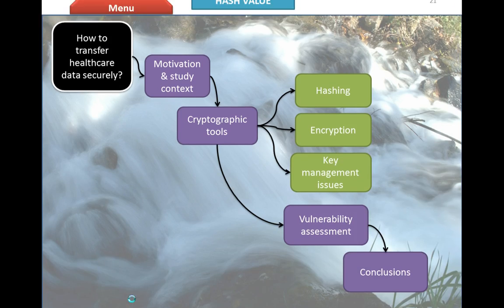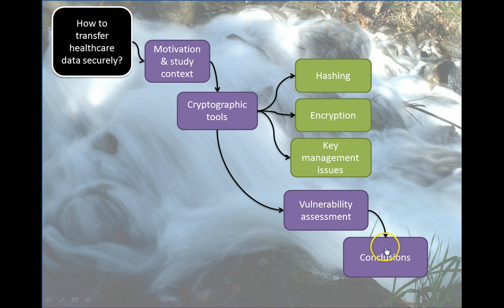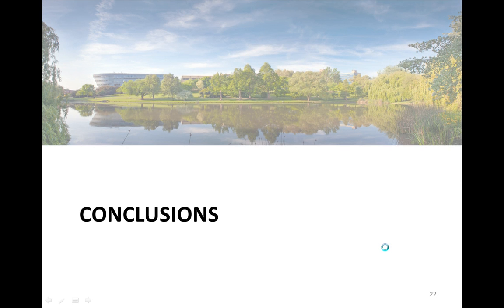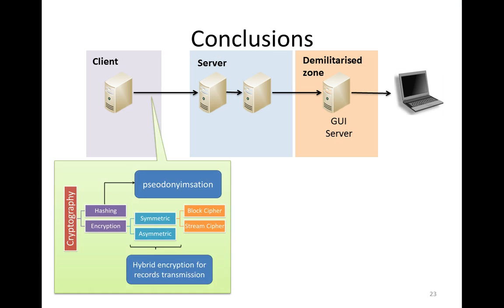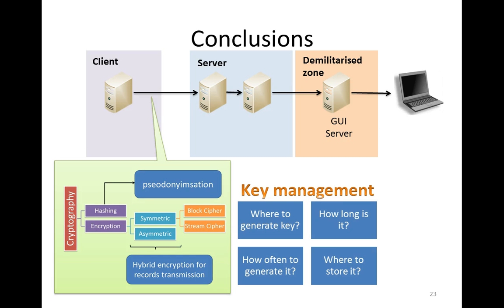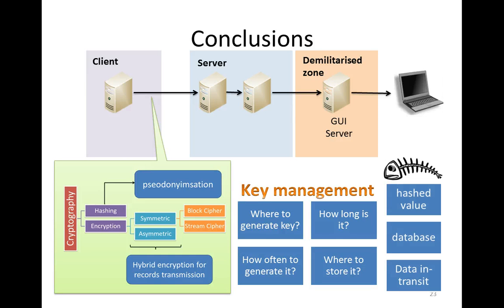Let's just summarize our findings so far. That's the architecture we are looking to solve. We have looked at the data transmission aspects. We have addressed the key management issues, and there are 4 of them. And we have engaged in a fishbone analysis. That kind of diagram is called a fishbone. We look at the attack on the hash value, on the database, and on the data in transit. So thank you very much.